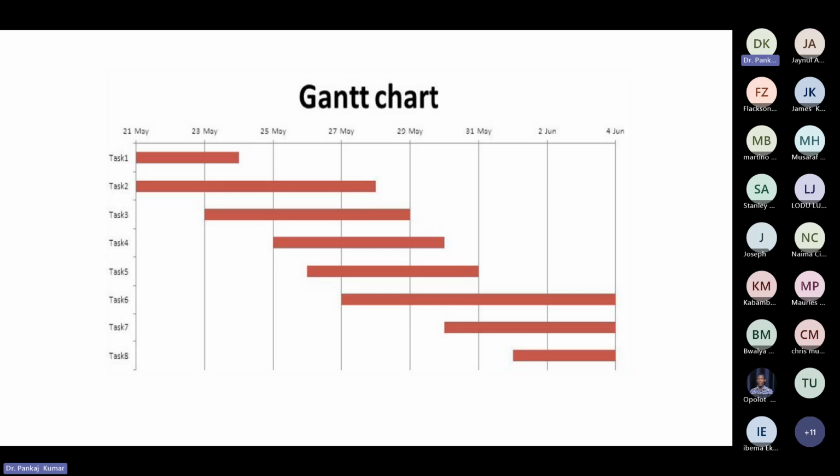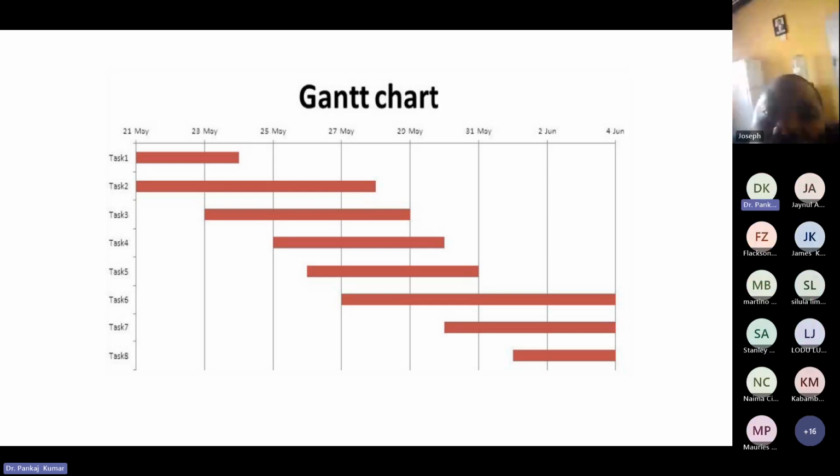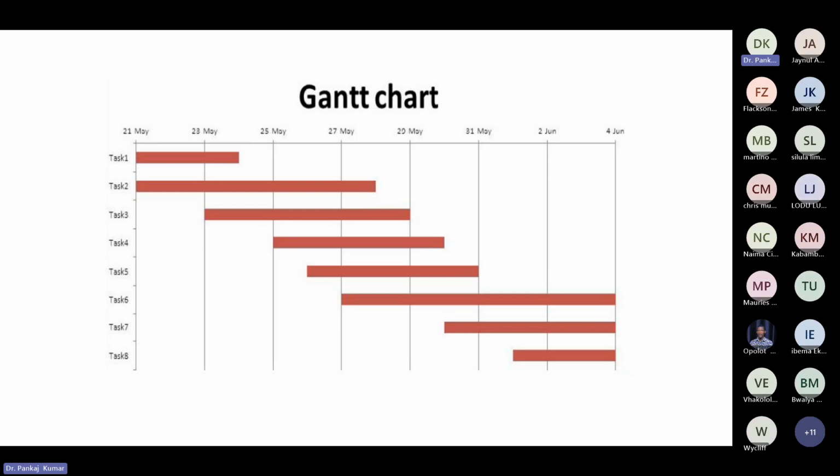I have shared the PPT in the chat box. You can also get it. If the picture is not visible clearly, it will help you in understanding the Gantt chart.